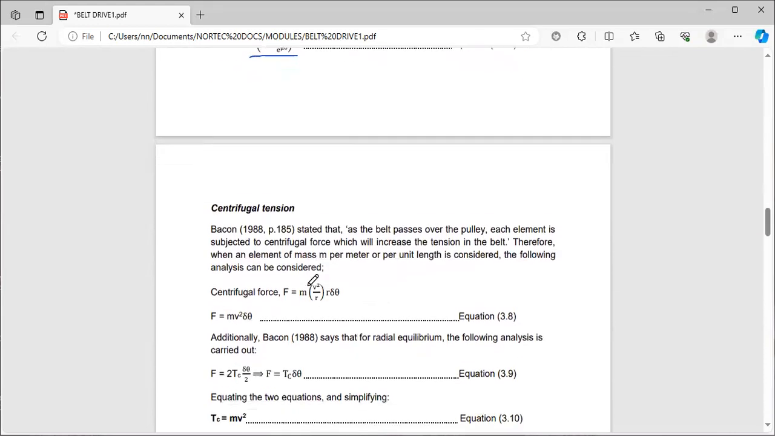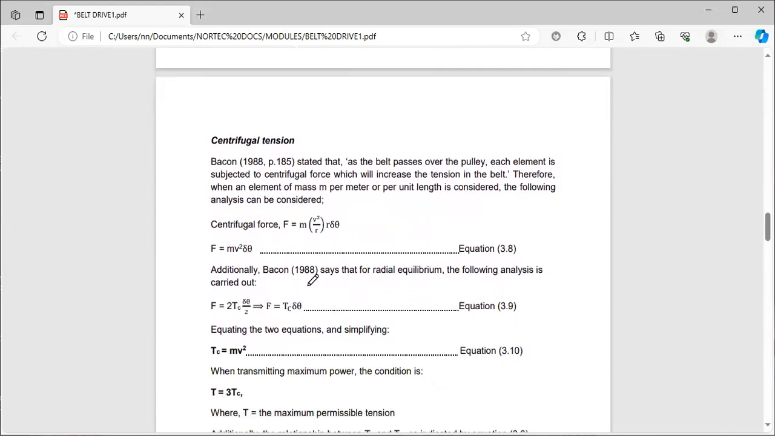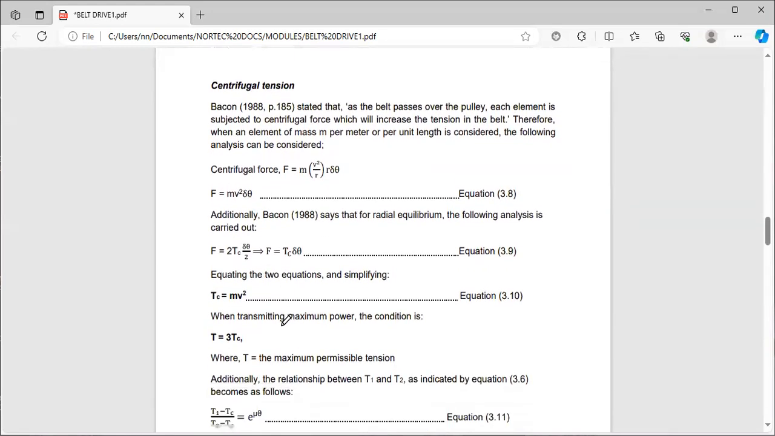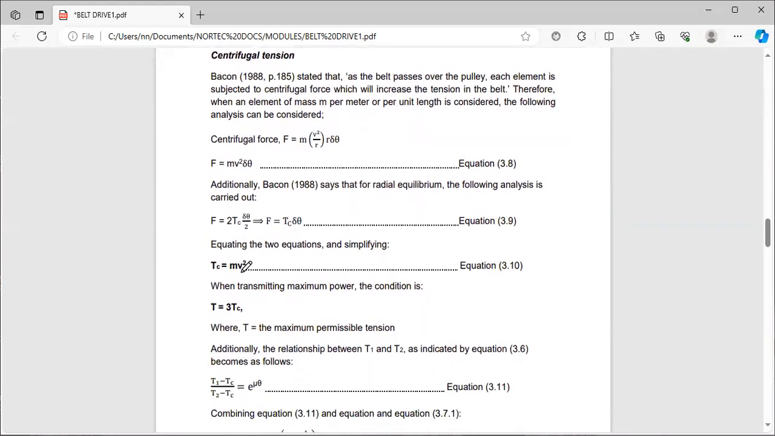Then moving on, the centrifugal tension is very important because this is when the mass of the belt has been considered. Centrifugal tension, which is Tc, is given by the product of mass and the square of the velocity, so mv squared. For maximum tension, or for maximum power to be transmitted, the condition is that T, which is the maximum possible tension, is equal to 3 times Tc.